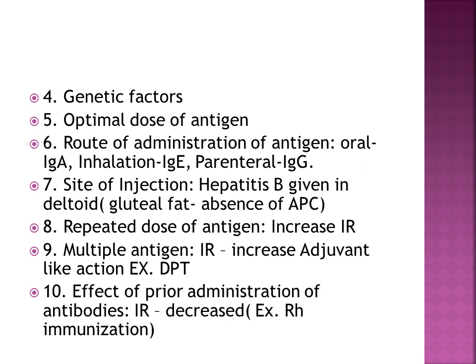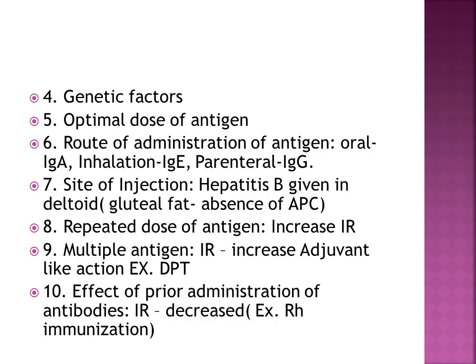So hepatitis B injection should be given in the deltoid region because gluteal fat is there, and in that, APCs, antigen processing cells, are absent. So hepatitis B injection should be given in the deltoid region. So the site of injection is an important factor.